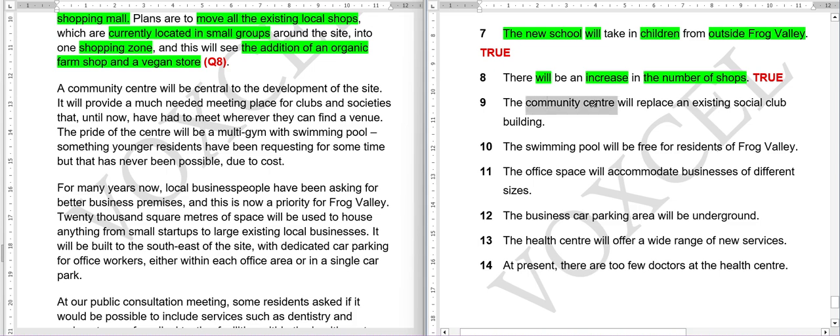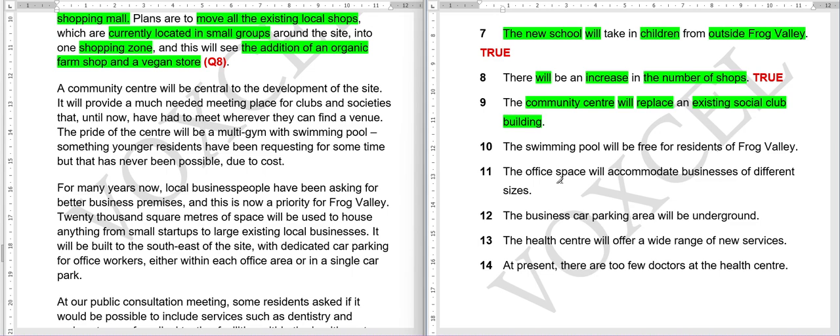So they're saying that there will be a new community center and it will replace... obviously it will be in the future, because everything will be in the future in this particular paragraph. The existing social club building. So there is a social club building that is present right now, and this building will be replaced by a community center. So if that is the case, we will say the answer is true. But if the community center is not replacing any social club, the answer will be false.